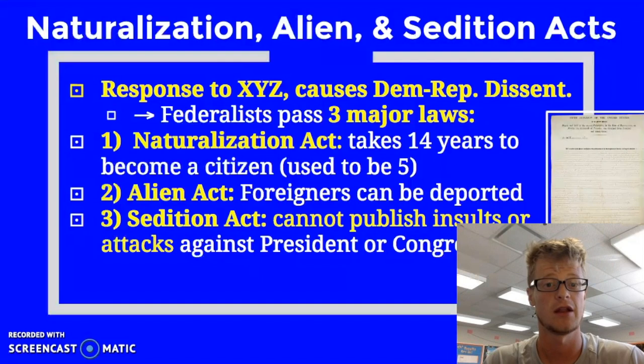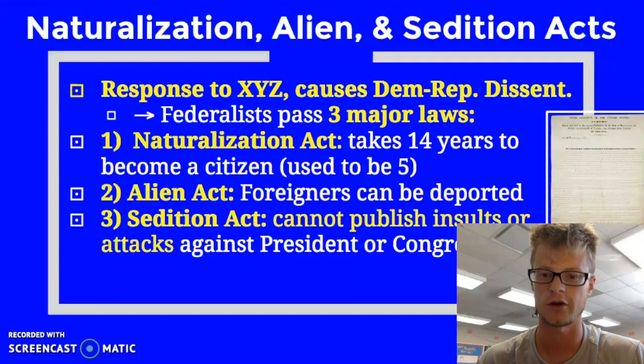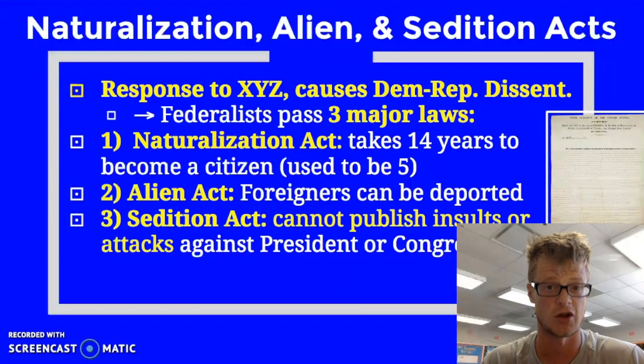So for example, if a Democratic Republican was a newspaper editor, they could accuse him of being a foreigner and deport him out of the country, and he's just gone. The third act was probably the most controversial, and that's the Sedition Act.